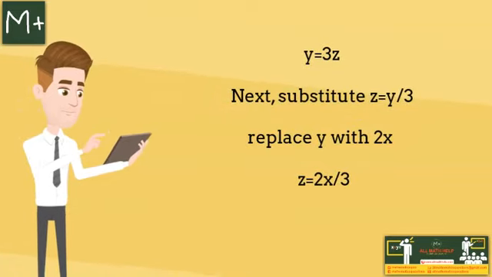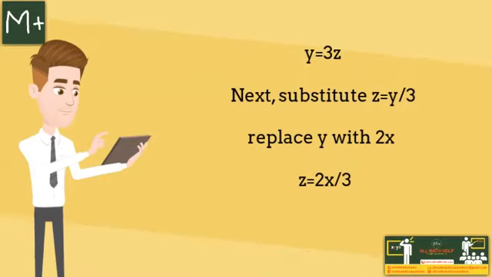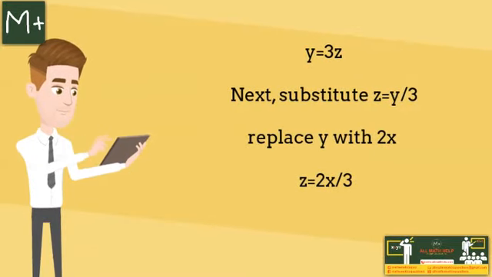We also have y equals 3z, but we are forming the equation in terms of x. So we'll try to convert the z and y relation into an x and z relation. y equals 3z, so we can say z equals y by 3, because in multiplication, when it goes to the other side, it becomes division. So z equals y by 3 and y is 2x, we know. So it becomes z equals 2x by 3.